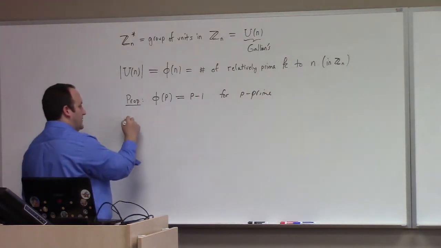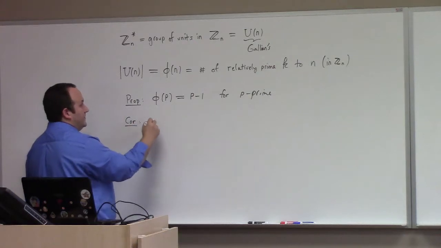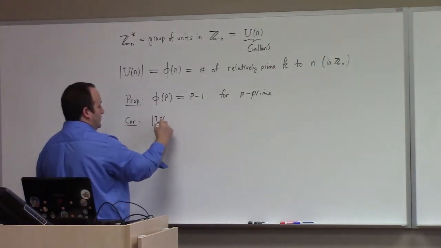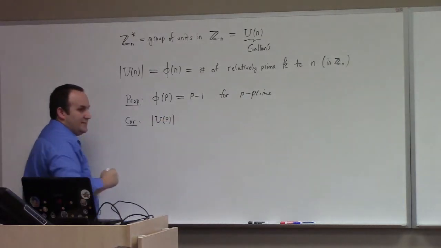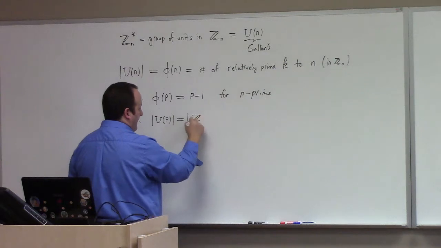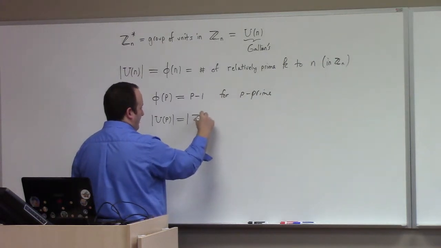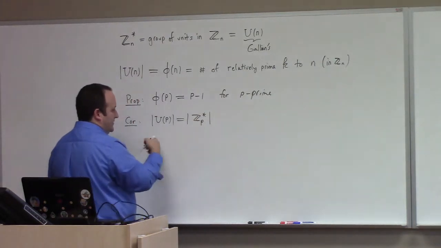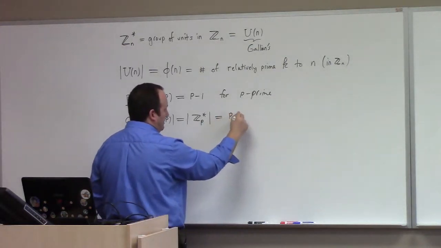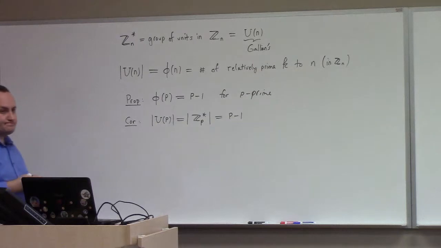And sort of a corollary to that is what? The cardinality, the size of the group of units for a prime is just what? Every once in a while I'll throw that back in there just to remind you. But this is p minus 1, right? Let's see here. What else can we say?